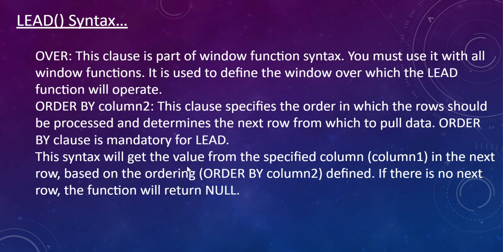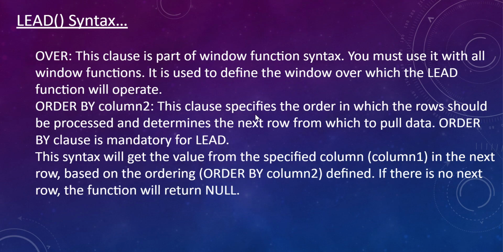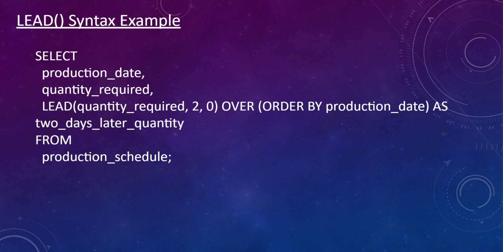This syntax will get the value from the specified column in the next row based on the order by column 2 defined. And if there is no next row, the function will return null. However, you can mention any value you want in the final output instead of null, using the default value. So as we have seen, we will also see one example.